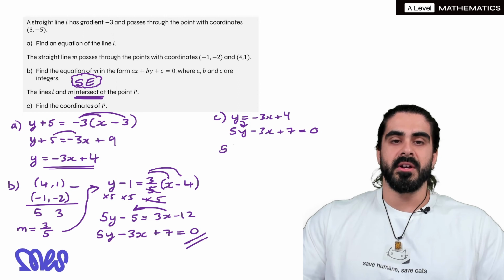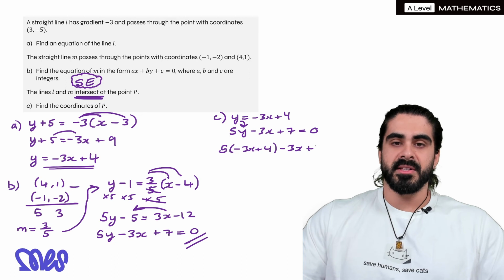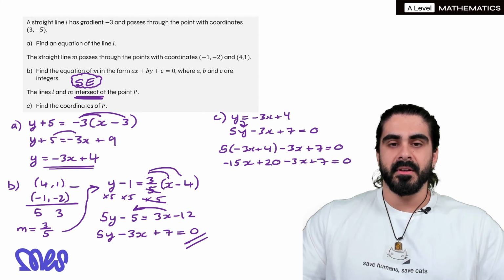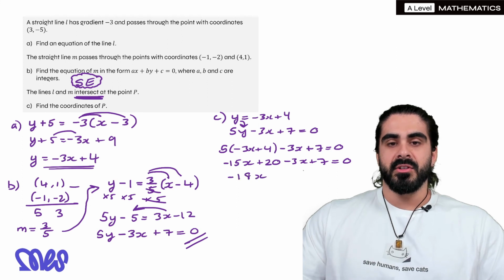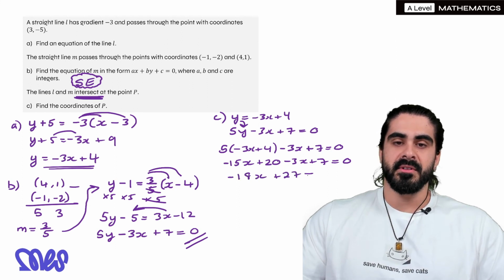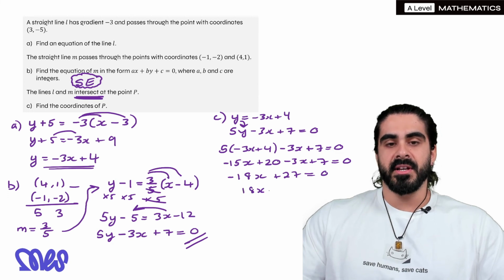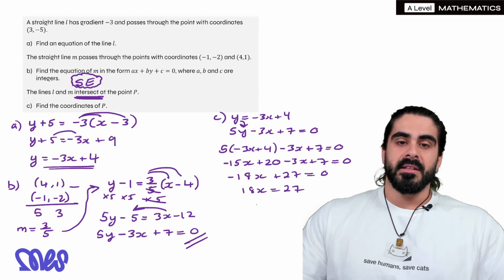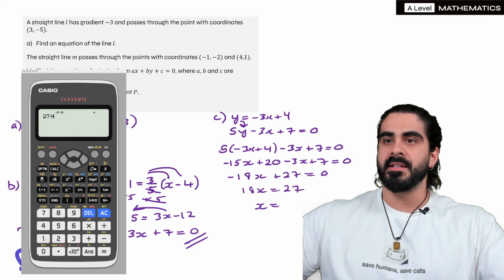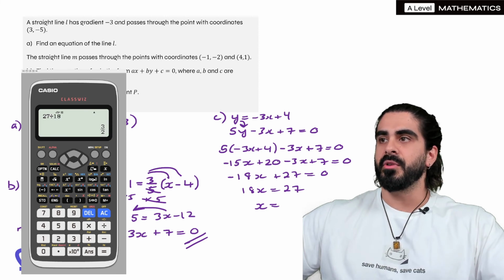So we'll have 5 lots of minus 3x plus 4, minus 3x plus 7 is 0. So we have minus 15x plus 20, minus 3x plus 7 is 0. Minus 15 minus 3, we have minus 18x. 20 plus 7 is plus 27 is 0. 18x goes to the other side. Divided by 18. 3 over 2.